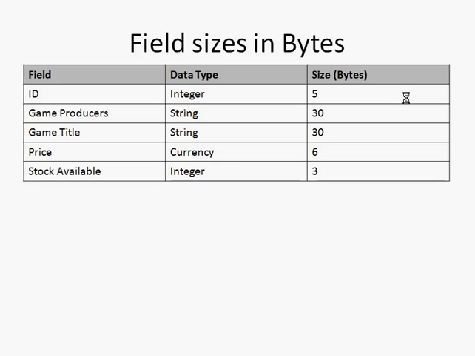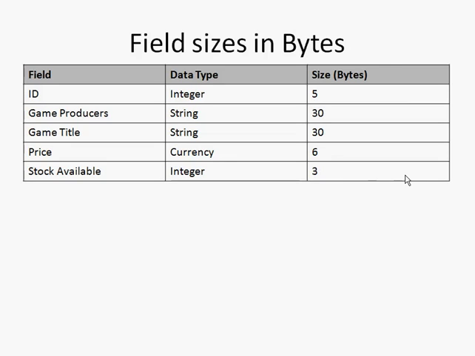For text fields, you might have some quite long titles of games and the producers, so I've said 30 for each of those. Price, we said 6. That's assuming a game never goes into the hundreds of pounds, so that's 1 byte for the pound sign, 2 bytes for the actual amount of pounds, a byte for the decimal point, and 2 bytes for the pence decimal places. And then stock availability, just in the hundreds, that means 3 bytes.